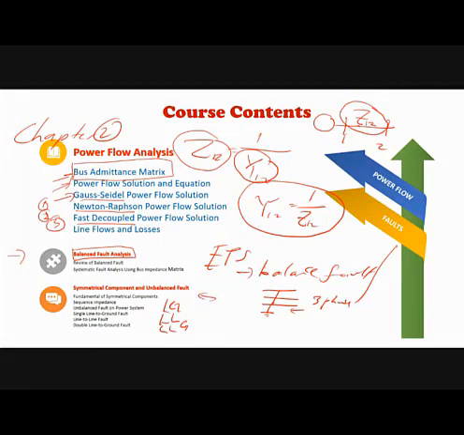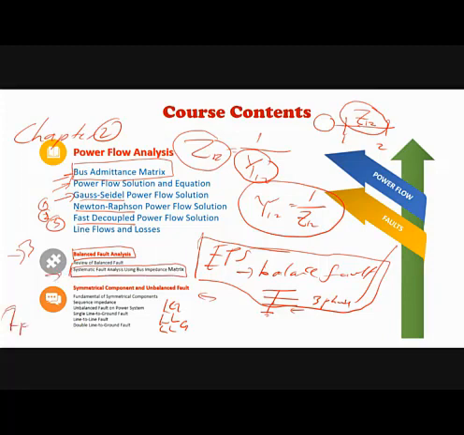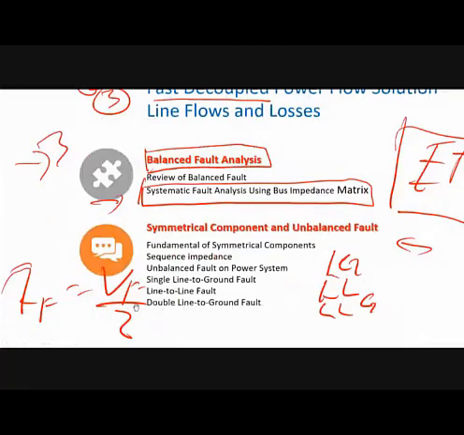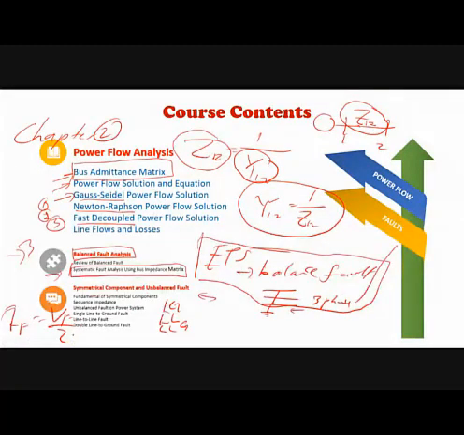In the previous subject, EPS, we learned how to solve balanced faults. In this chapter 3, we will also learn how to calculate balanced faults, but by using the bus impedance matrix. Last time we just calculated using I fault equals V fault over Z fault. But now we will use the bus impedance matrix to calculate all fault currents at the specific bus bar.